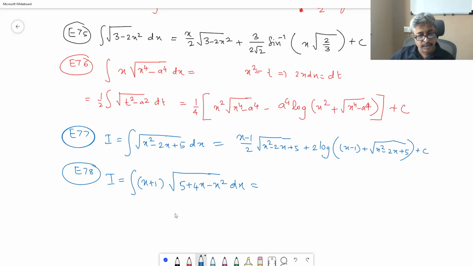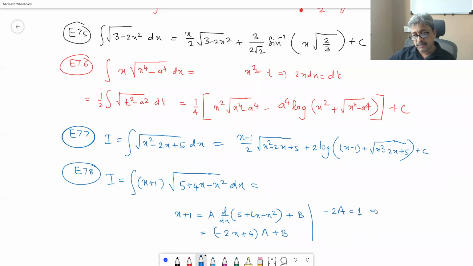So what should we do? We should adjust x plus 1 in such a way that a times d by dx of the quadratic that you have, so that is going to be linear, a times that linear term plus b, and a and b are constant. So this is minus 2x plus 4 times a plus b. Comparing coefficients, we have minus 2a is equal to 1. Therefore, a is equal to minus half. And 4a plus b is equal to 1. So, how much is this? Minus 2. B is equal to 3.